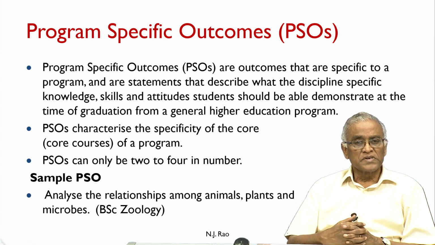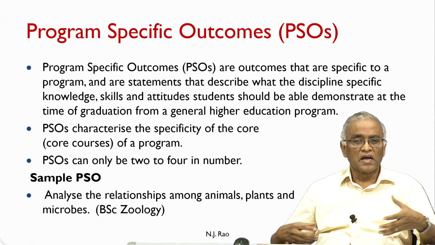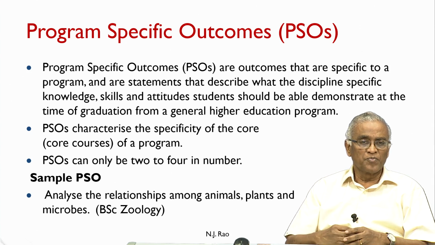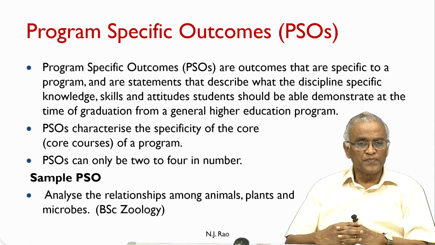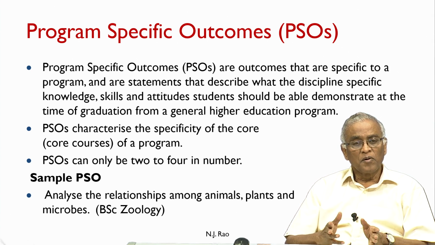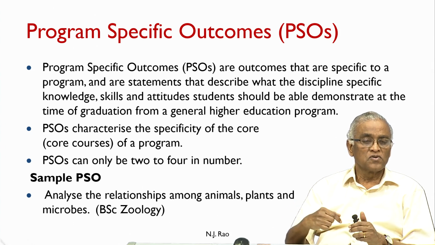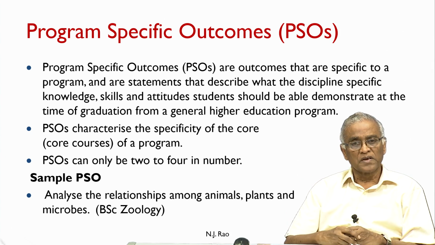PSOs characterize the specificity of the core of a program. We will again elaborate later. PSOs can only be 2 to 4 in number. That is a requirement from NAAC. That is, you do not keep on writing a large number of PSOs. A sample PSO: analyze the relationships among animals, plants and microbes. Now, this particular thing might be attained through several courses that you offer. It is not just one course associated with this particular PSO.